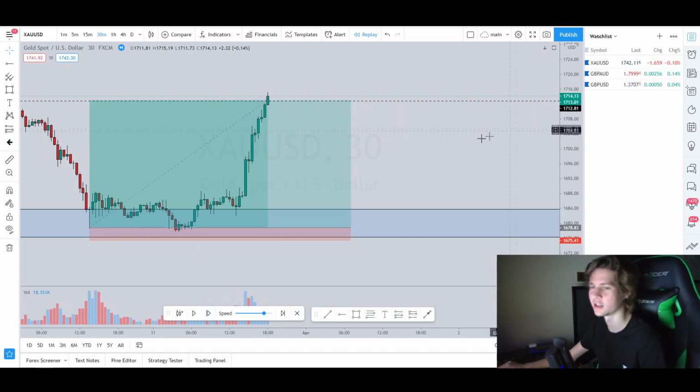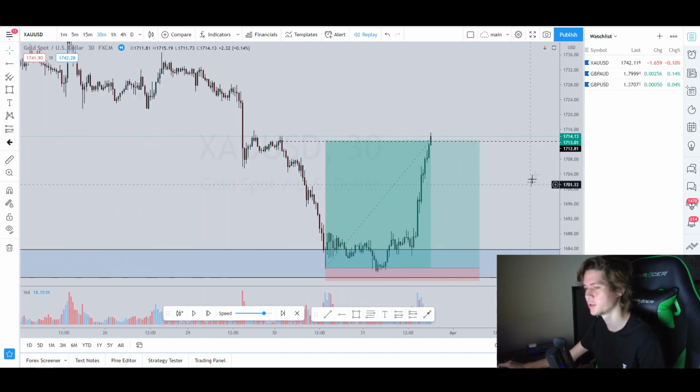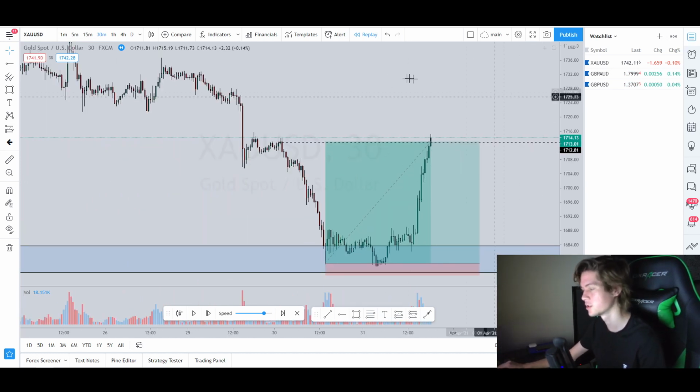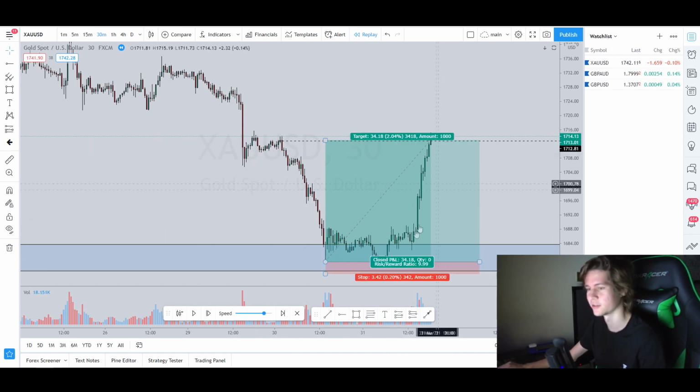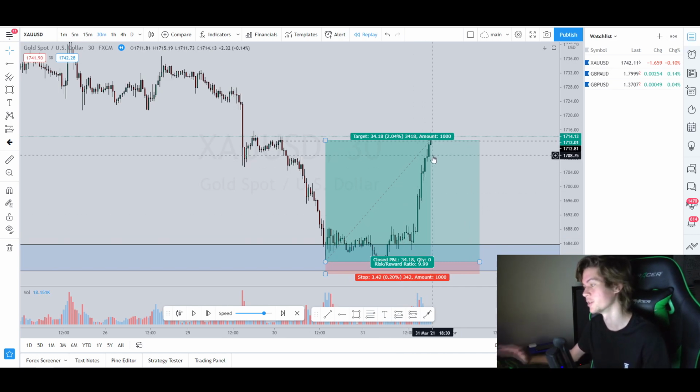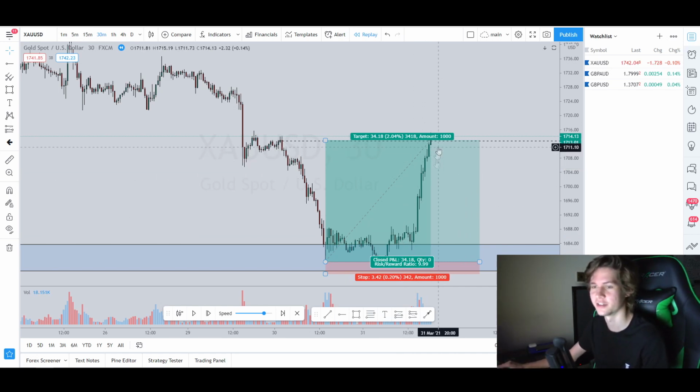This is where I exited 75% of my position, which was 1.5 lots on the one that I entered down here. I had another half lot running just because I was interested in seeing how it continued, because obviously, it was a very, very powerful push and this could easily continue.